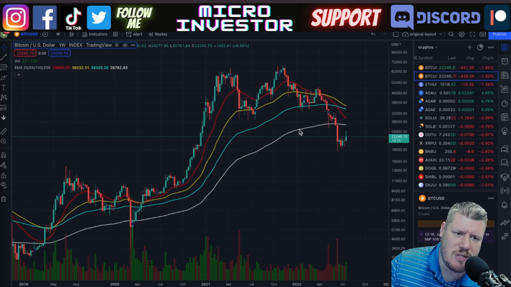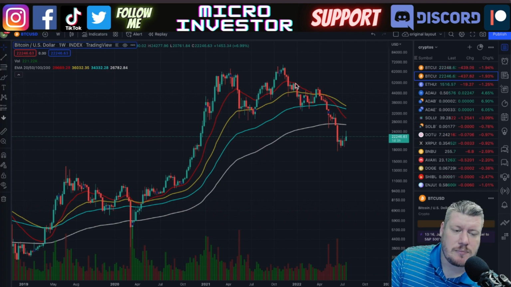Now the white line is representing our 200-week, green is our 100-week, yellow is our 50, and red is our 20-week. So let's get into this and get more into what's currently going on with Bitcoin.